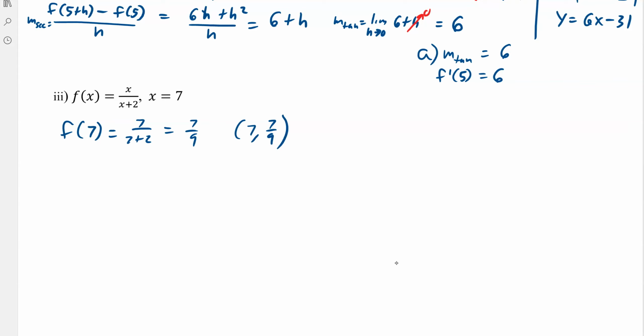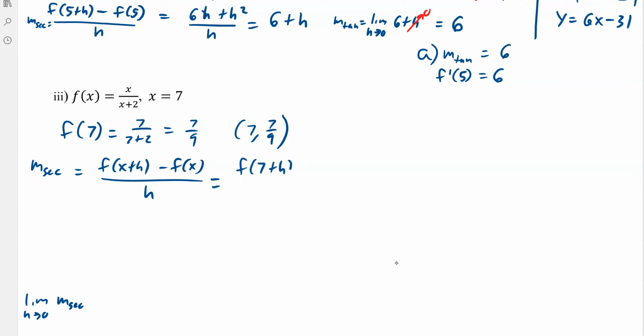That's our point. And then again, we're going to find the slope of the secant, and then end up with the limit as h approaches 0 of the slope of our secant, whatever we get. So this is f of x plus h minus f of x all over h. And again, we plug in our x, so f of 7 plus h minus f of 7 all over h.